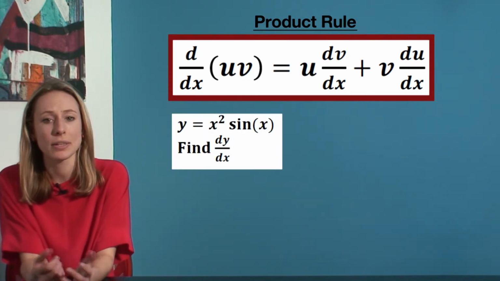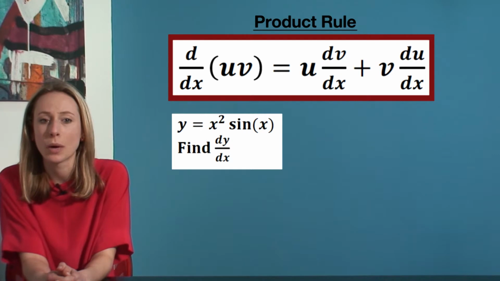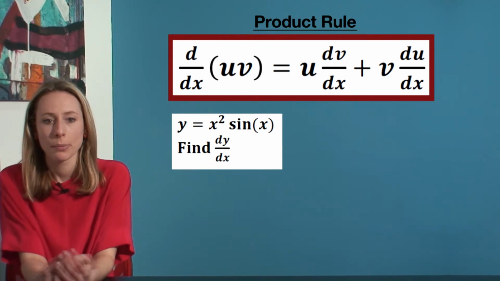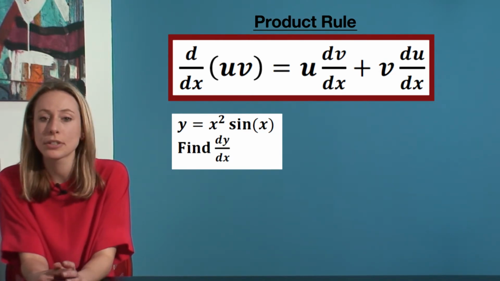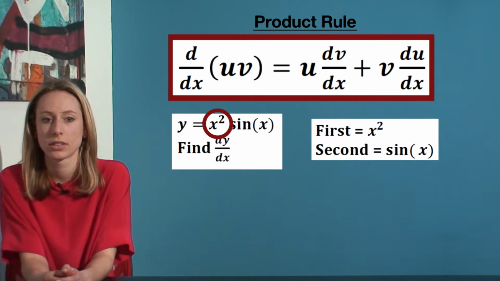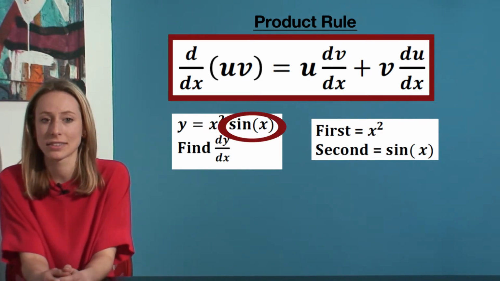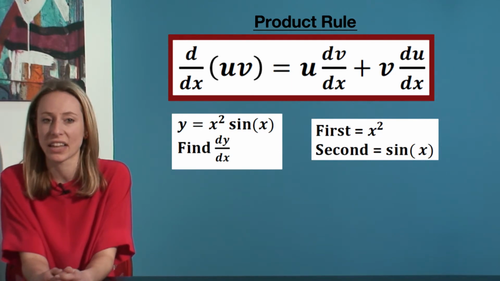So let's look at the 2014 Exam 1, Question 1a. y equals x squared sine x. Find dy/dx. We know how to use the product rule here because there are two separate functions. First is x squared, and the second is sine x, and they are being multiplied together.